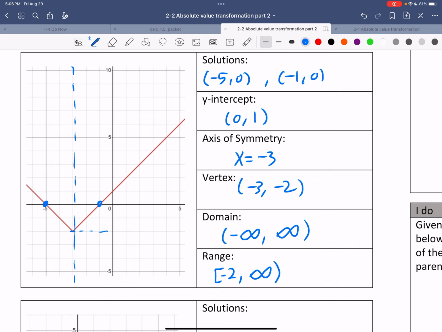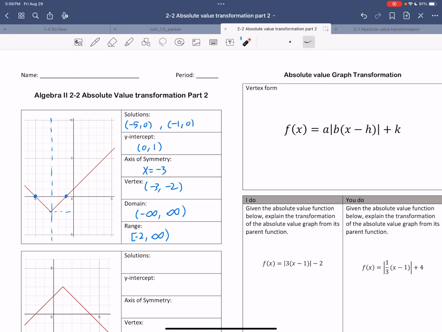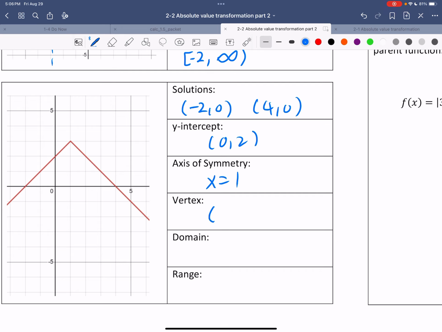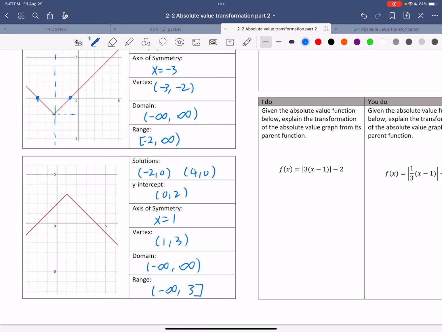So about this graph, I just went over it quickly. If you do not understand how I did it, make sure you watch the previous video. There I explain in more detail. This one, I just want you to try on your own. So pause the video, try this one by yourself. There. I hope this one makes sense to you.